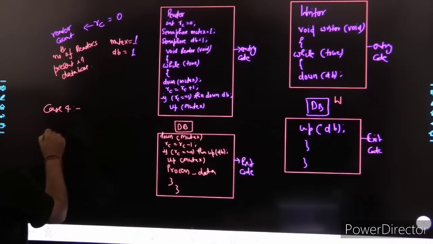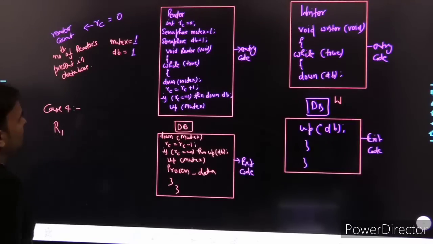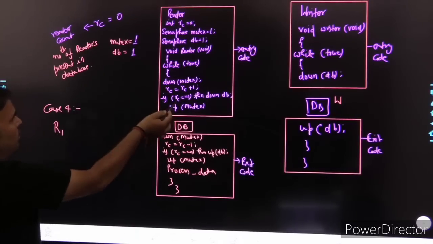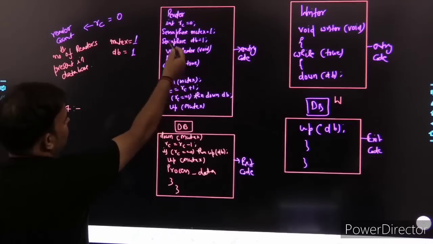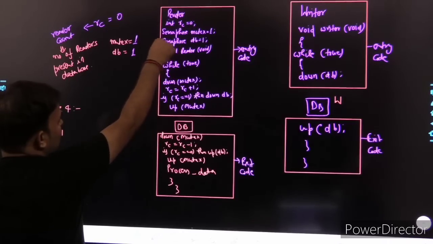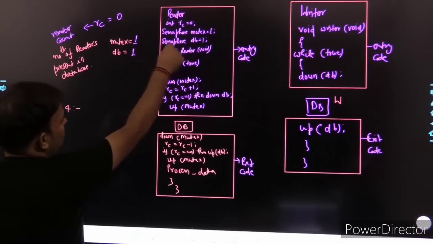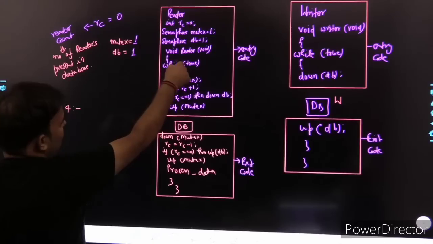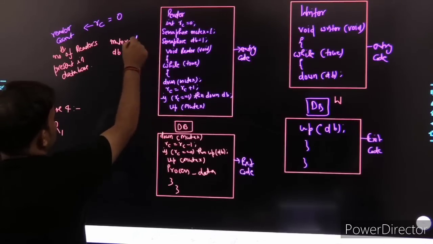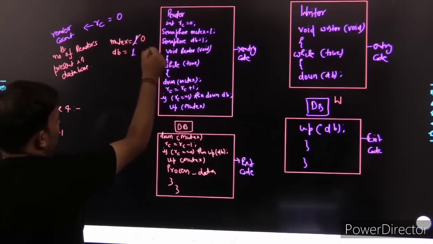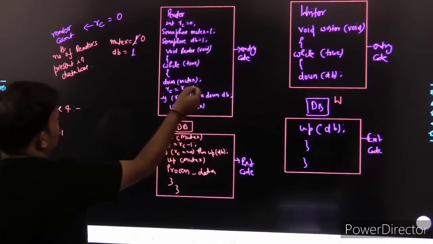Suppose reader R1 comes and will execute this code. Here RC becomes RC equal to RC plus 1. Down of mutex: we need to down this mutex, so it goes from 1 to 0. RC equal to RC plus 1.